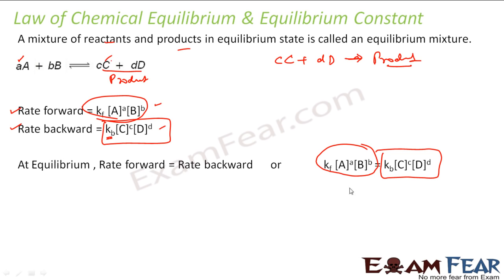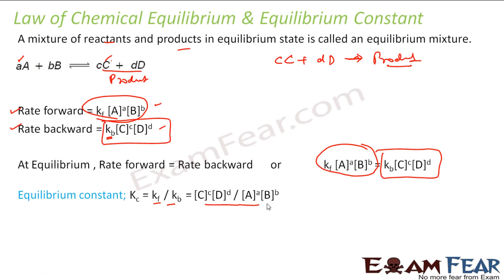So both are equal. If you equate these, you will see that there is something called Kf by Kb, and that is also constant because constant by constant is constant. That is equal to the product of the molar concentration of C to the power c and of D to the power d, divided by the product of the molar concentration of A to the power a and of B to the power b. This is my equilibrium constant, denoted by Kc. So we got this Kc from the law of mass action.